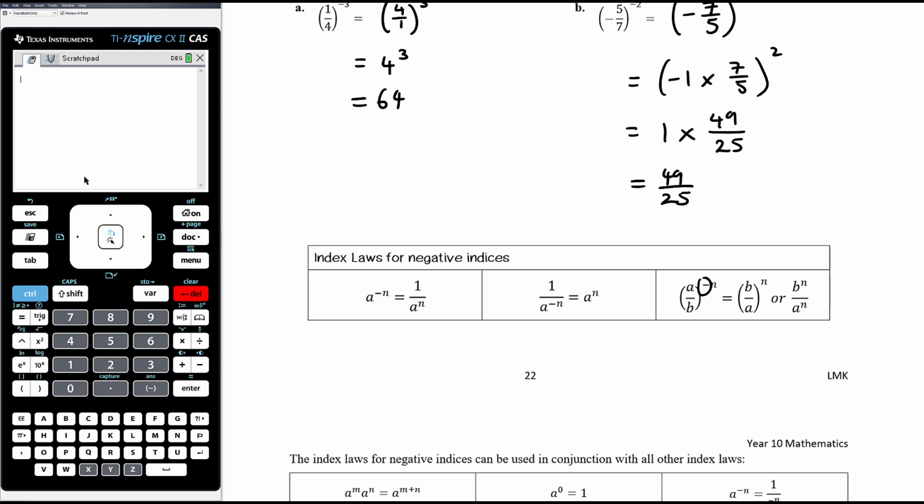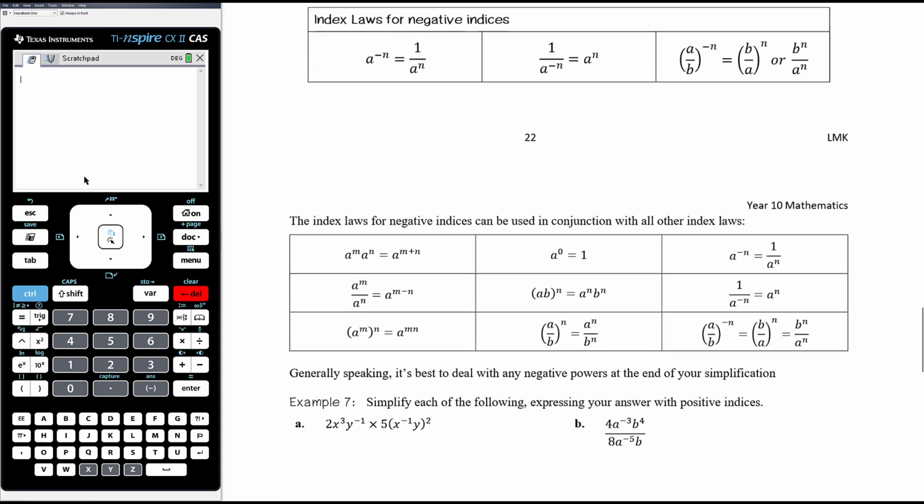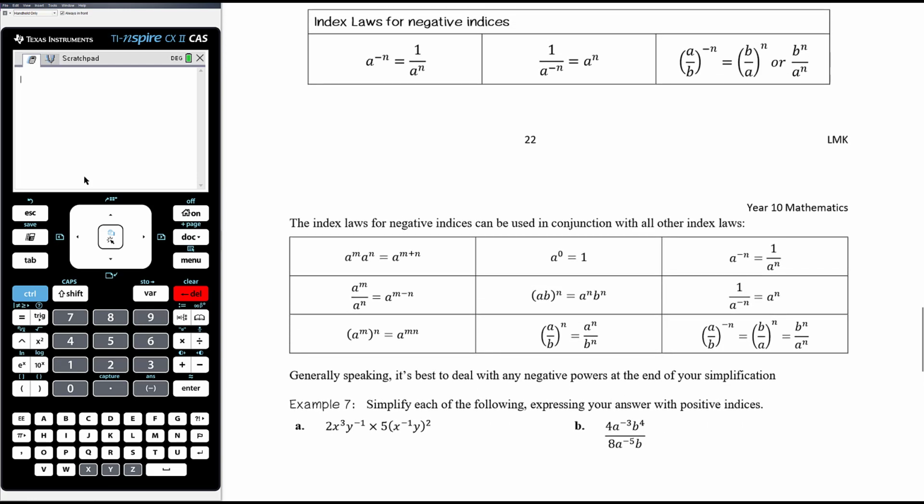The negative power here tells you you should take the reciprocal of the base. So a over b to the power of negative n is b over a to the power of positive n, and if it's helpful, we can then expand that out to b to the n on a to the n. Okay, so the key thing is that these negative indices are just more index laws to add to our list, and they work together in conjunction with all the index laws that we already know.